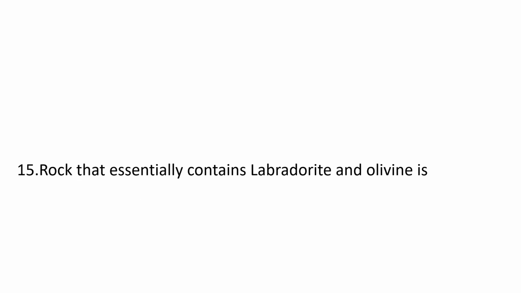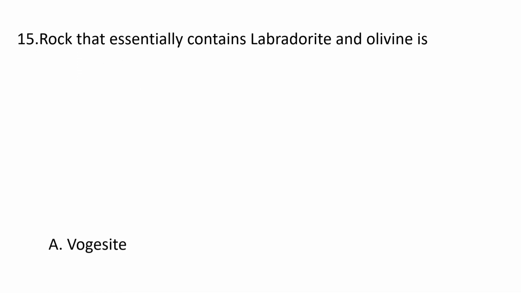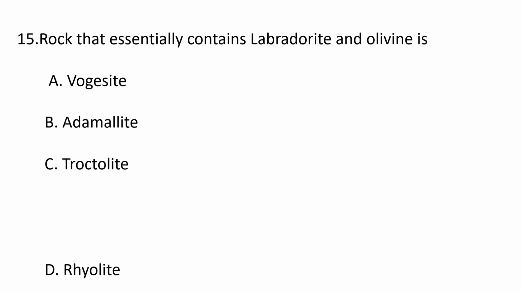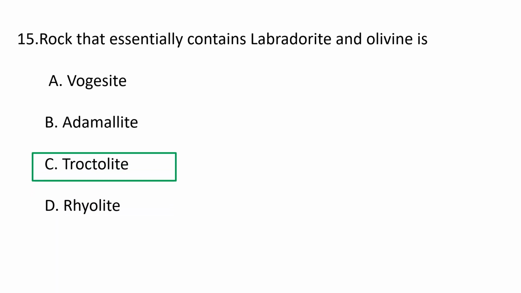Next question. Rock that essentially contains labradorite and olivine is A. Augite, B. Adamellite, C. Troctolite, and D. Rhyolite. The rock that essentially contains labradorite and olivine is troctolite. Troctolite has got its name from the Greek word. It is a mafic intrusive rock type and it consists essentially of major but variable amounts of olivine and calcic plagioclase along with minor pyroxene. So it is an olivine rich anorthosite or pyroxene depleted relative of gabbro. So rock essentially contains labradorite and olivine is troctolite. C is the correct option.